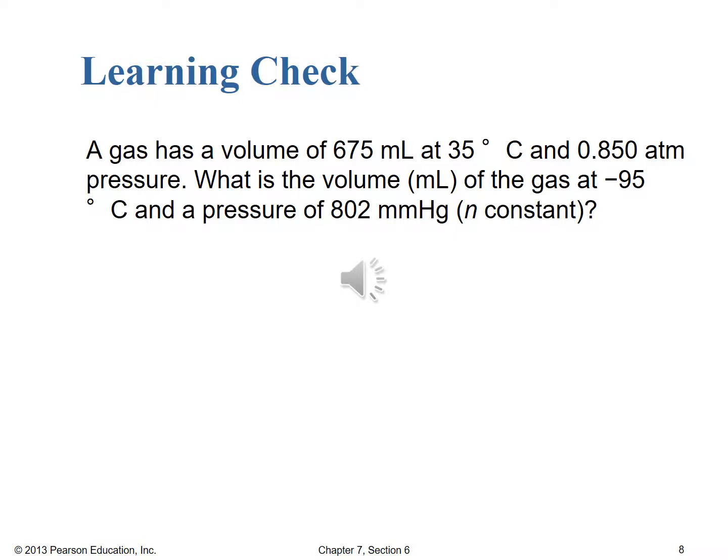So please pause the video at this point. Go ahead and do your best to solve the problem. When you're set, start us back up and we'll see how you did.